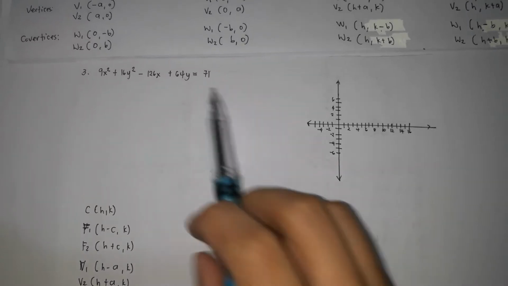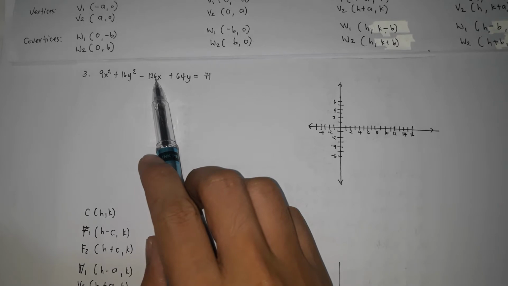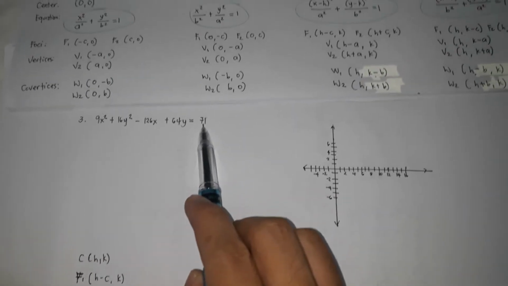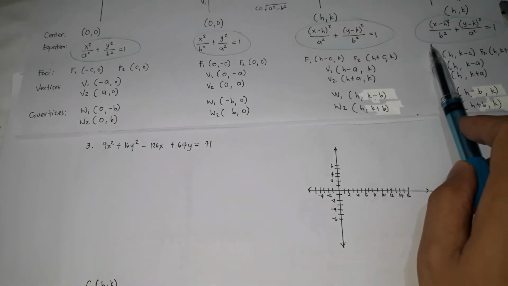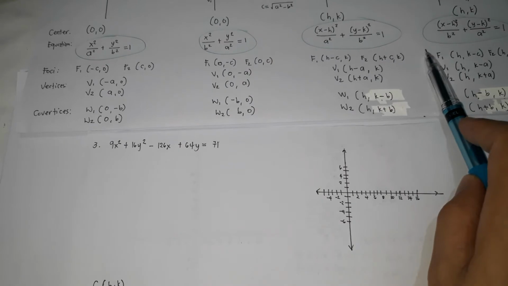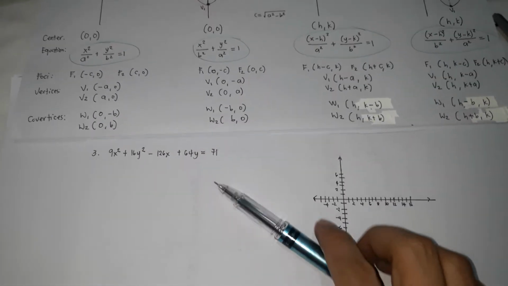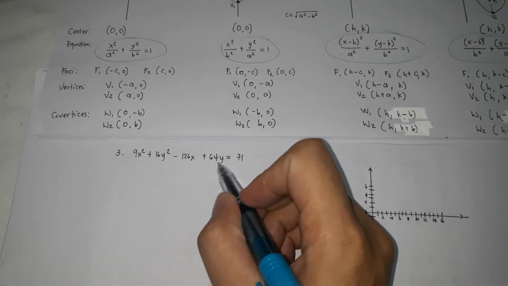Next example, 9x squared plus 16y squared minus 126x plus 64y is equal to 71. So we're going to compare it with this one. It's really very different here. So, that means we need to put them in this form. To do that first, group the terms with x together and the terms with y together.